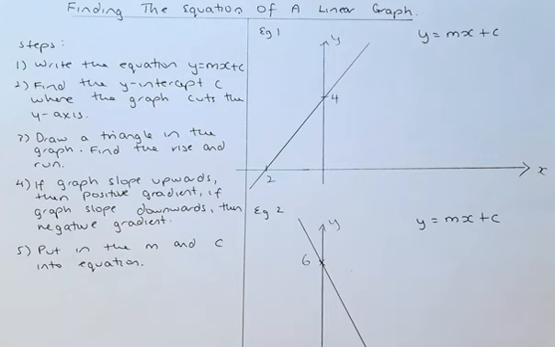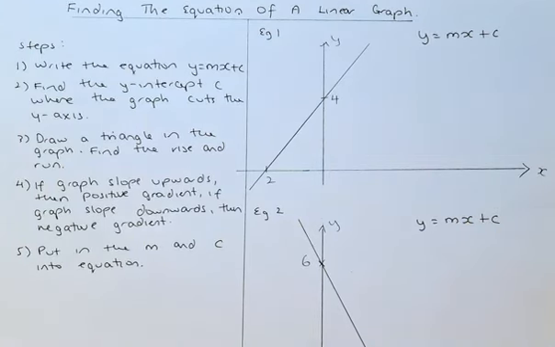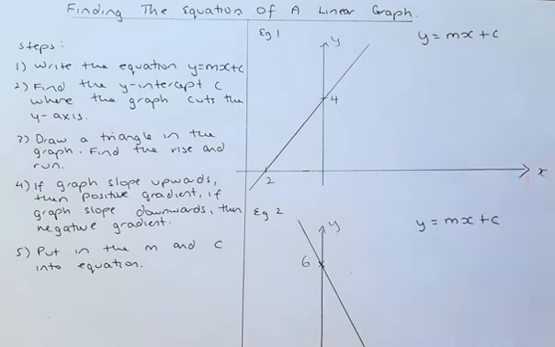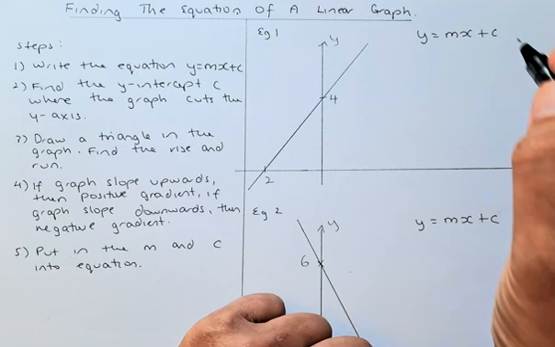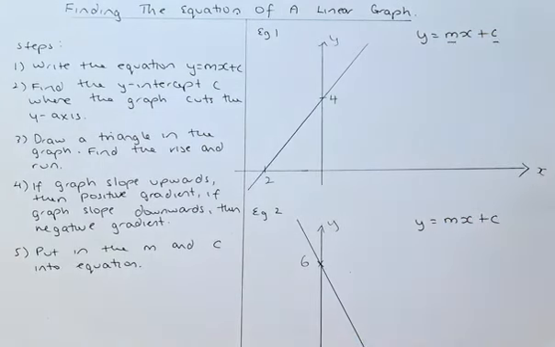Good day, and today we are going to learn how to find the equation of a linear graph. The steps are on the left and the equation on the right, so we will do it as we go along. Whenever a graph is given, we write the general equation of the graph, that is y equals mx plus c. Your objective is to find the value of m and c, where m is the gradient and c is the y-intercept, where the graph cuts the y-axis.